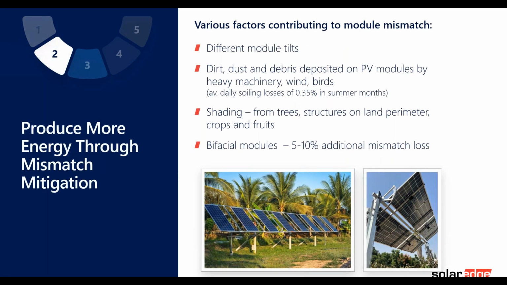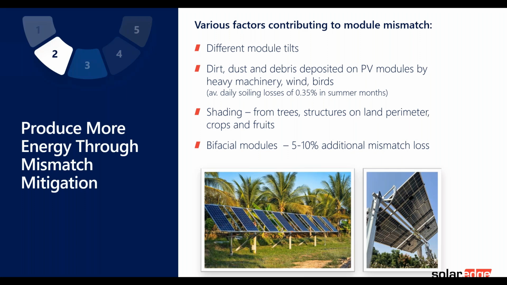The second thing is producing more energy. So with this optimization, we'll allow higher and increased energy production. But why is it important? Mainly because of the facts that you see here on this slide. In Agri PV sites, we see more module mismatch. We see energy loss due to soiling, energy loss due to shading. This is something that we have in many of our PV projects, but in Agri PV, these factors are increased and even higher.